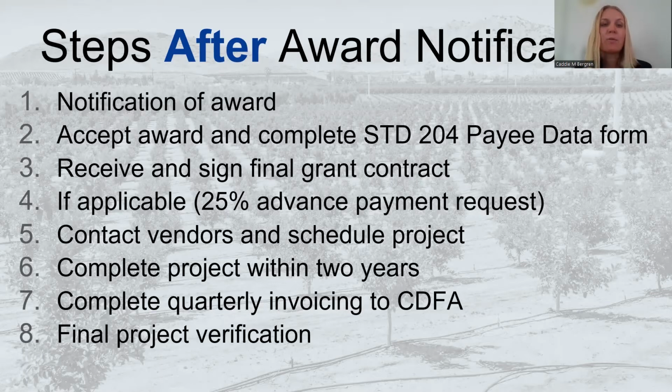If at this time you would like, you can receive up to 25% of the grant advance as an advance payment. So you would send a request as well before you start your project to do this. Then, of course, you would contact vendors, schedule your project. You have 2 years after that to actually complete your project.